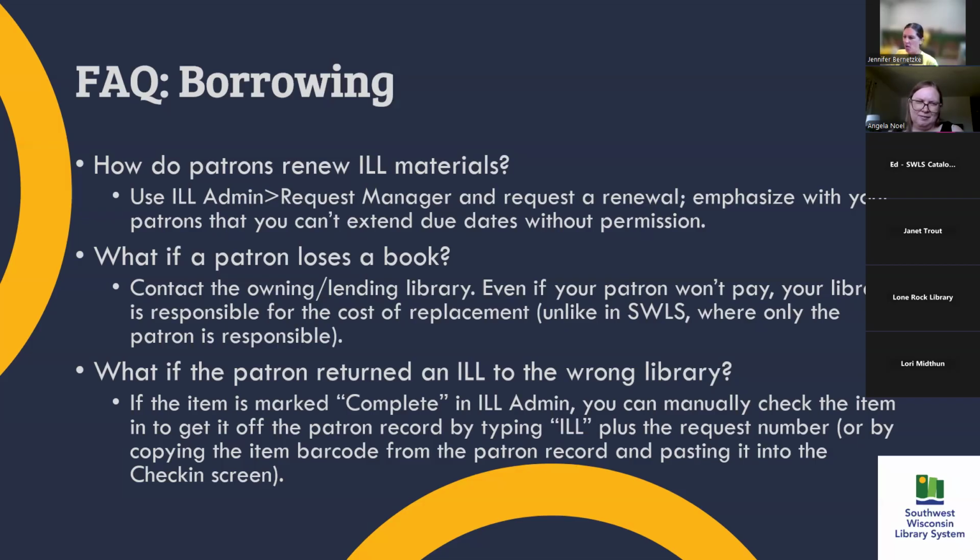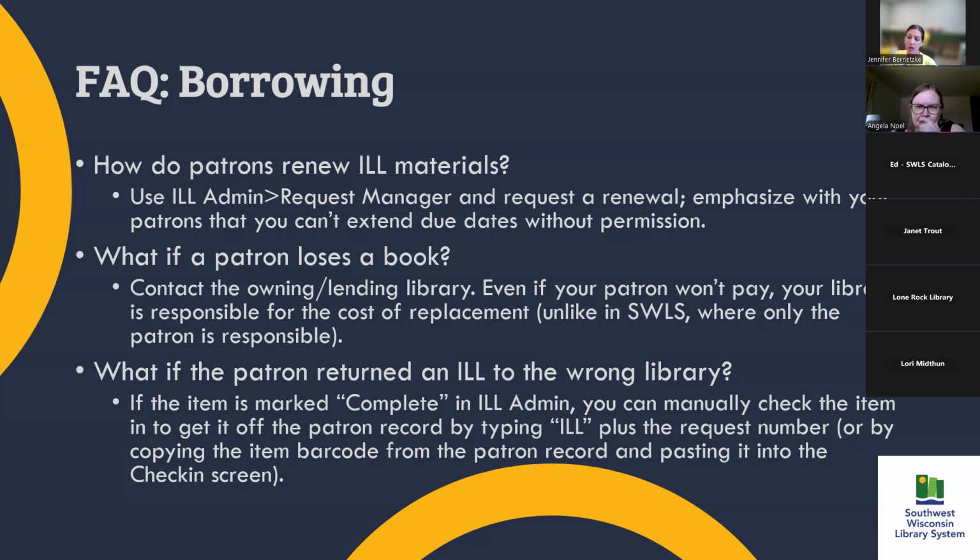So what you do if a patron says, oh, this is still on my account, but I returned that. Check in ILL admin if that item is marked complete. If it is marked complete, it means that the owning library has acknowledged that they've received the item back, and you can manually check the item in to get it off the patron account. And you can do that by going to the check-in screen, typing ILL and then the request number, check it in, just like if they had handed it to you. So you can do that if it's marked complete.